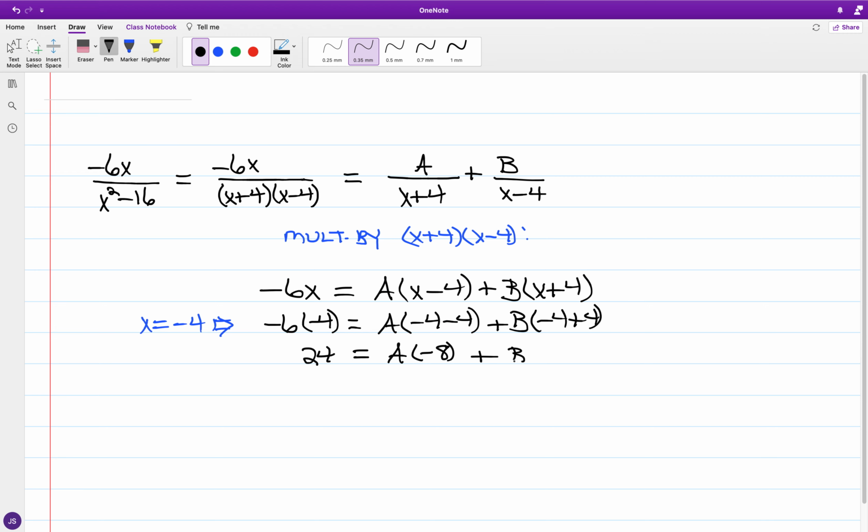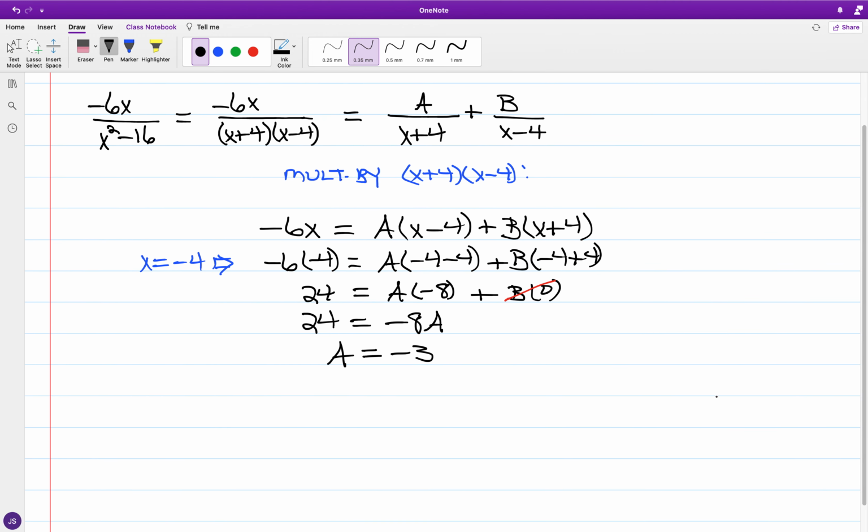And we have plus b times 0, which will be 0. So b is going to go out completely. And we have that 24 is equal to negative 8a. And we have a division by negative 8. Okay, it's going to follow that for a, this will be negative 3. So we're going to have negative 3 over x plus 4 in the first ratio.